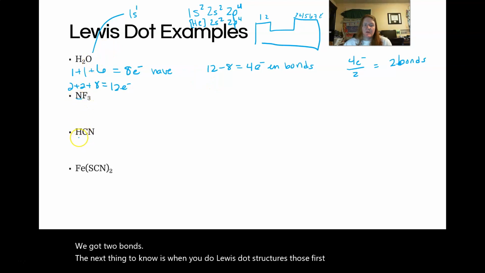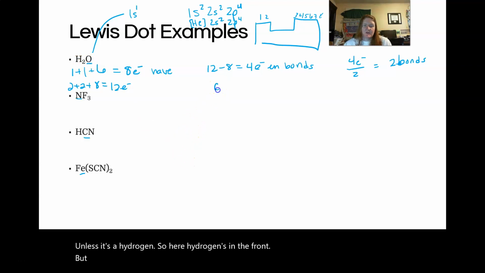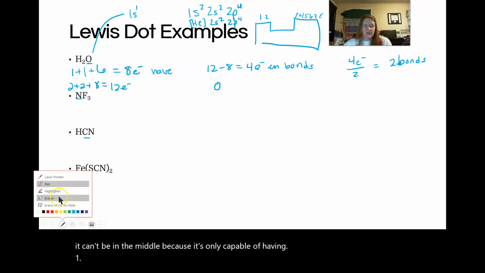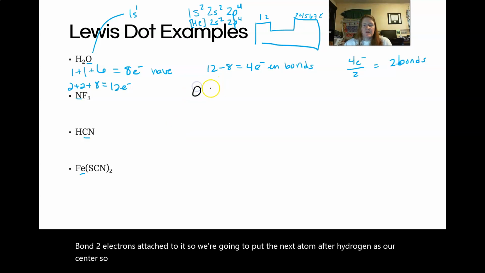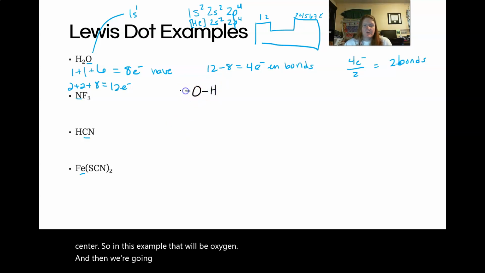The next thing to know is when you do Lewis dot structures, the first atom is the central atom, unless it's a hydrogen. So here, hydrogen's in the front, but it can't be in the middle because it's only capable of having 1 bond, 2 electrons attached to it. So we're going to put the next atom after hydrogen as our center. In this example, that will be oxygen. And then we're going to attach hydrogens with 1 bond each because we just figured out we need 2 bonds.